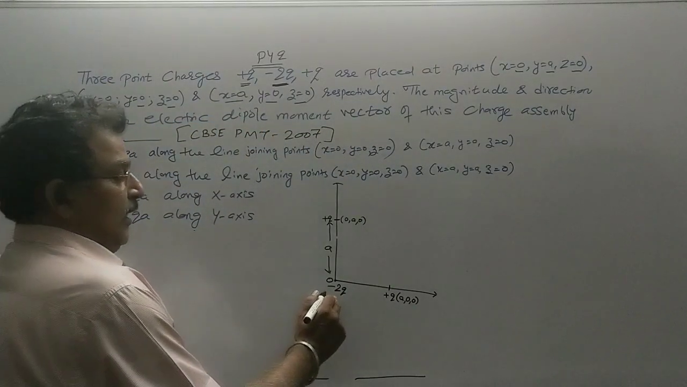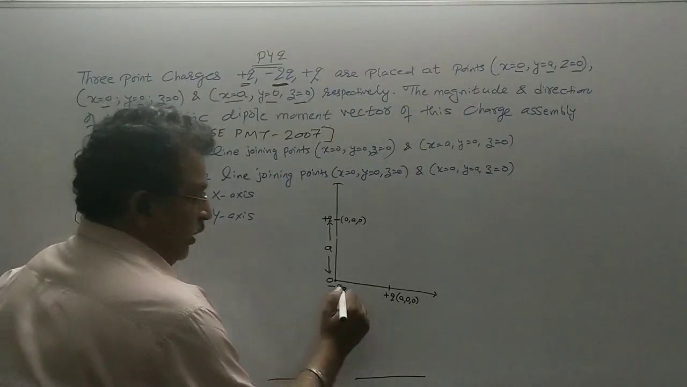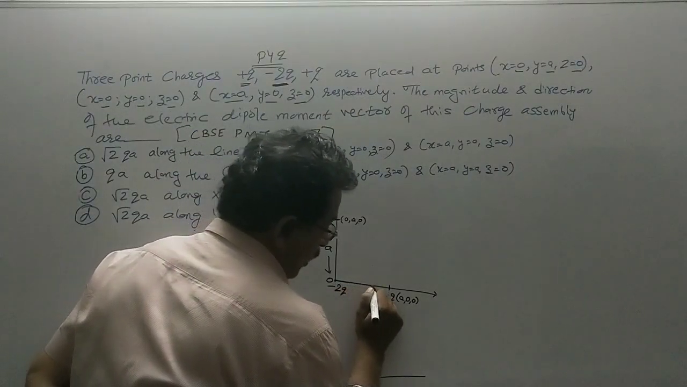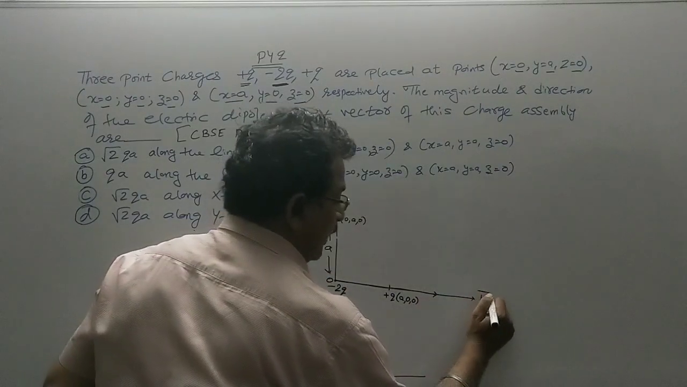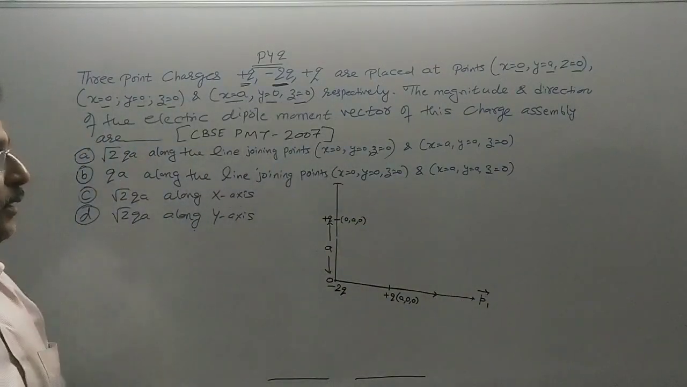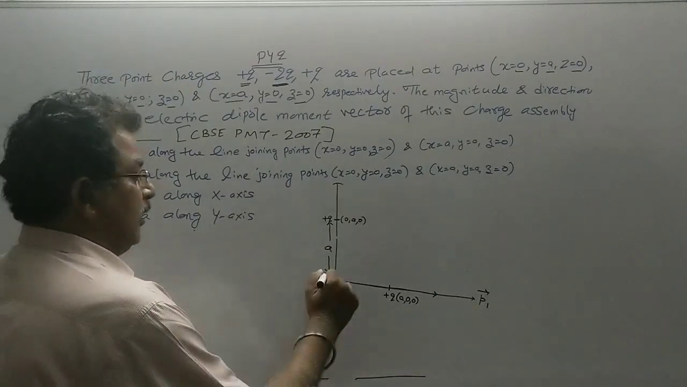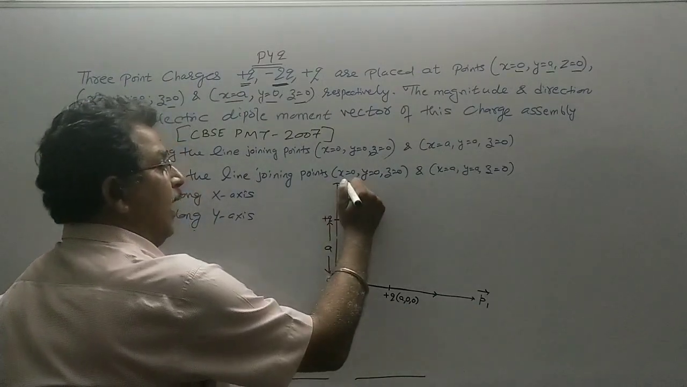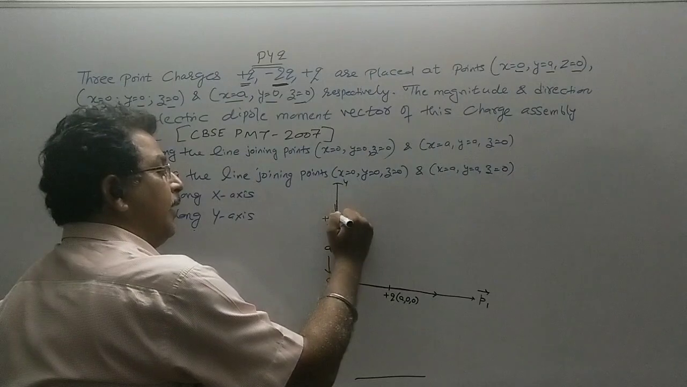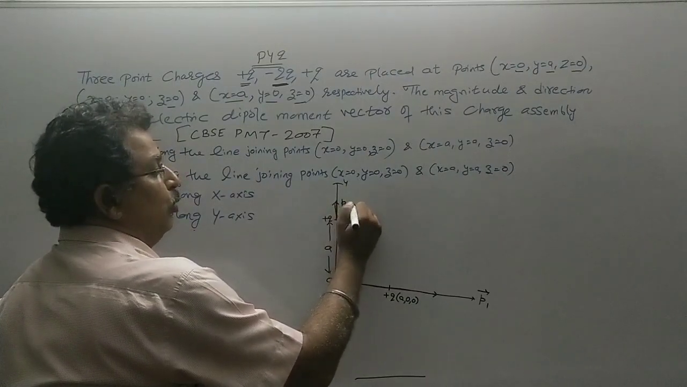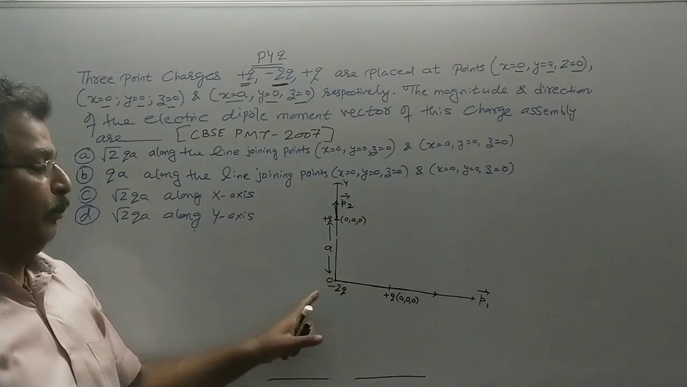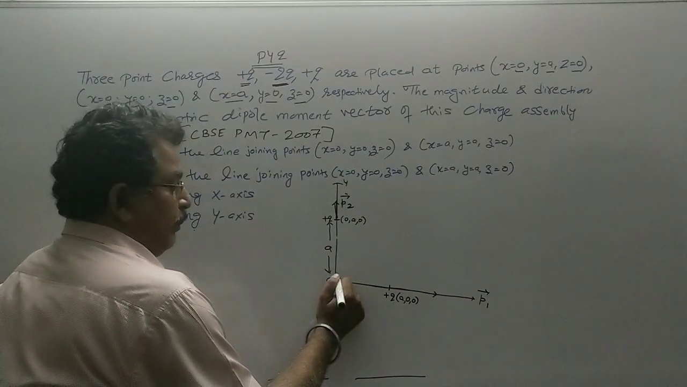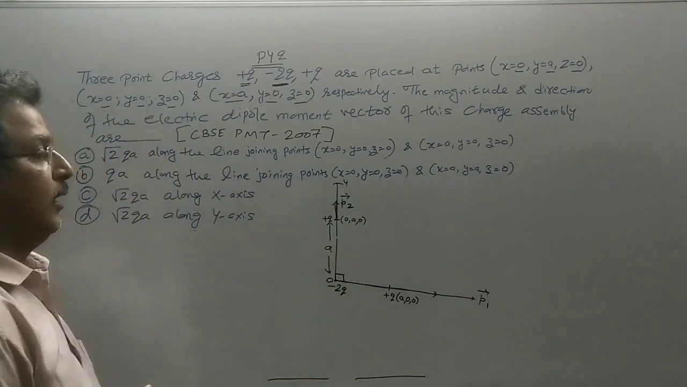So it is clear that there are two dipoles. One dipole is along the x-axis; let us name this dipole moment vector P1. Another dipole is along the y-axis; let us name it P2. So it is the assembly of two dipoles which are perpendicular to each other.